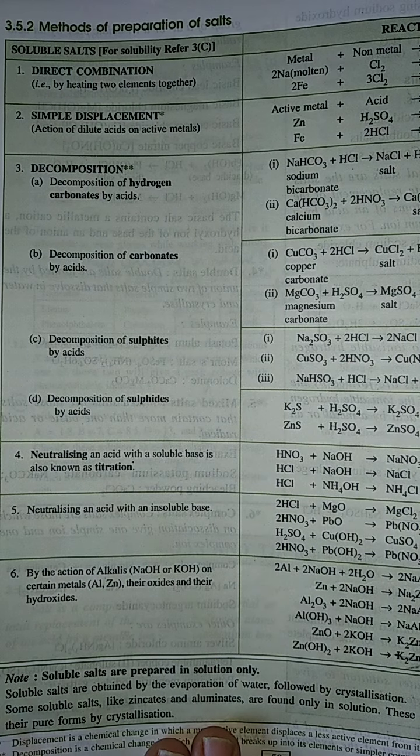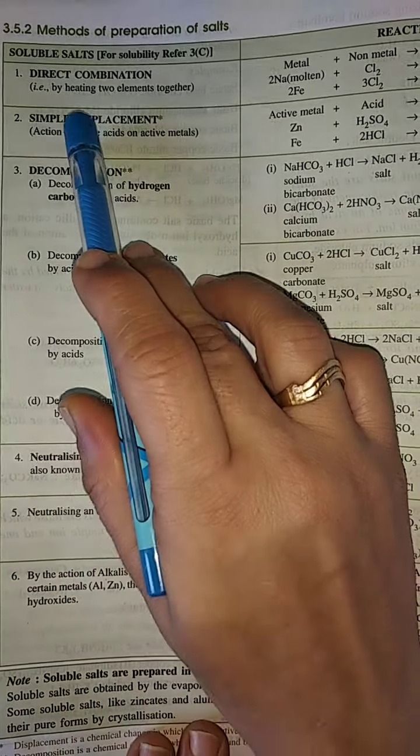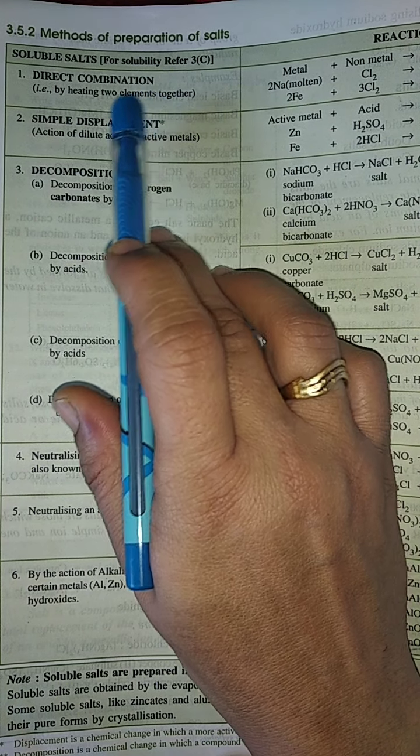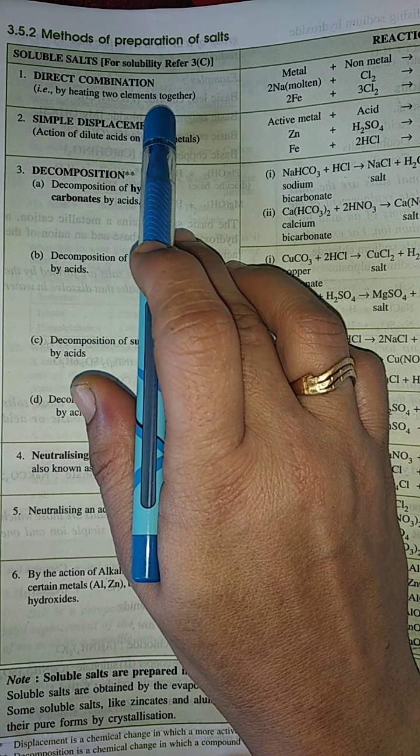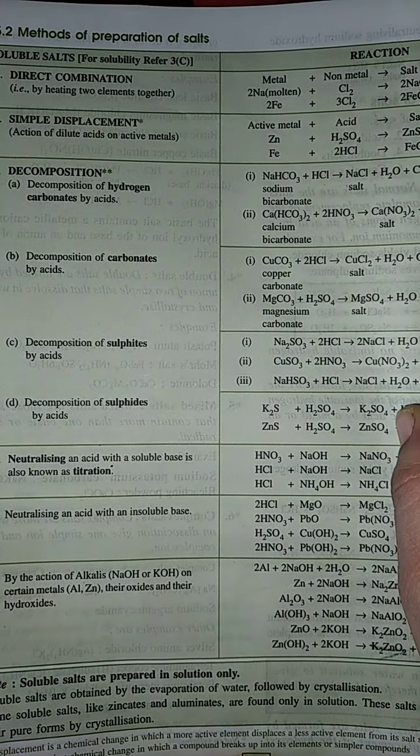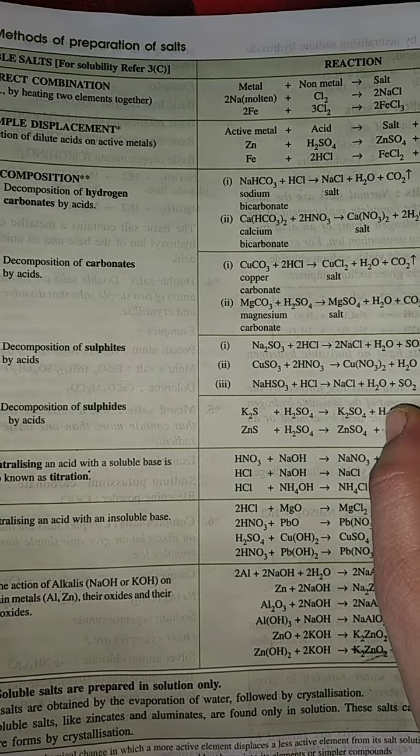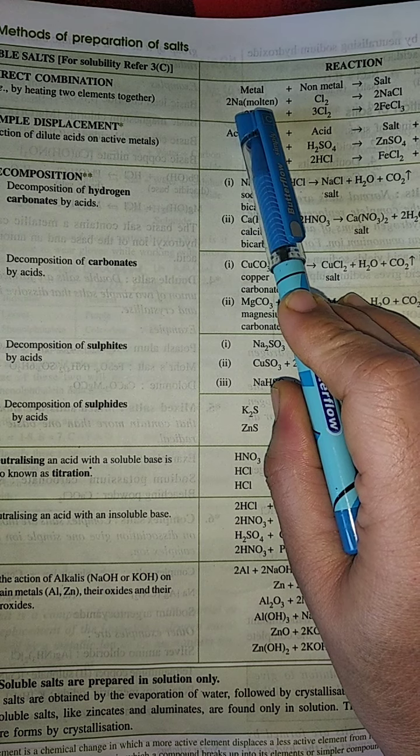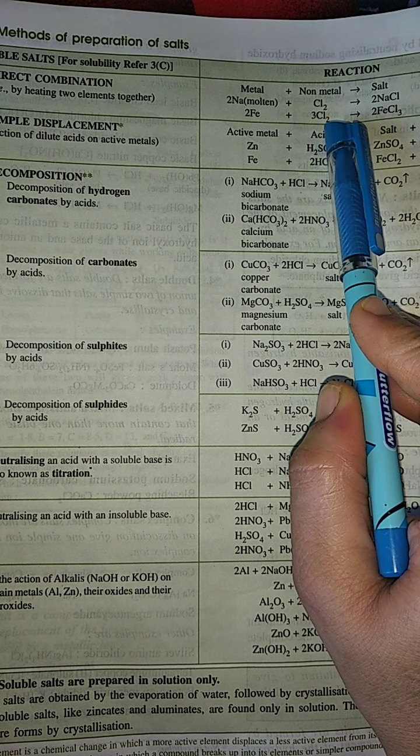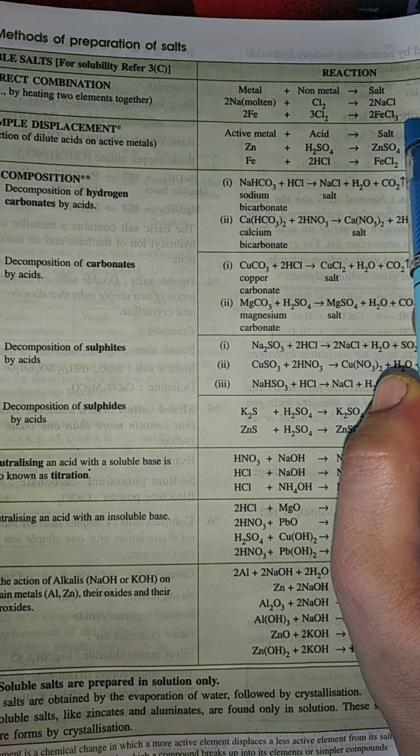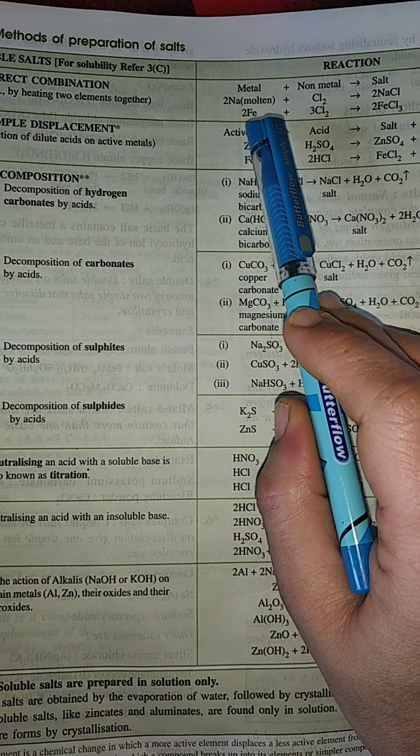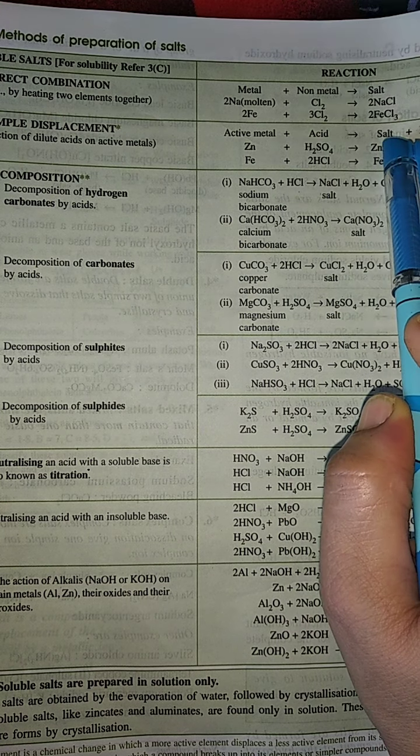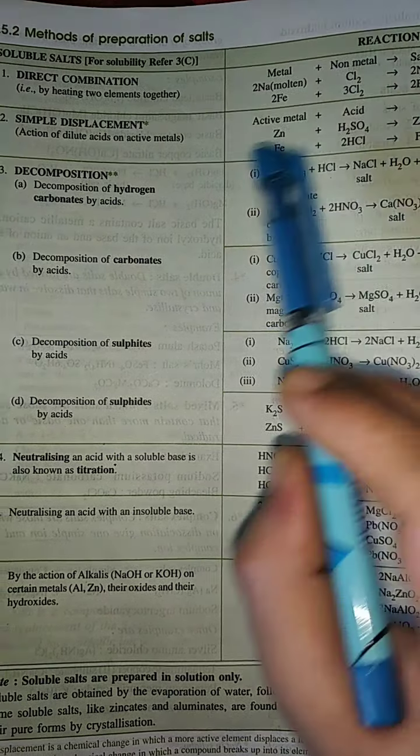The first method to prepare a soluble salt is direct combination. Direct combination, as you know, is the combination of two elements. So two elements are heated together, resulting in the formation of a salt. For example, sodium metal reacts with chlorine non-metal to form the salt NaCl. Another example is iron metal combining with chlorine non-metal to form the salt FeCl3.